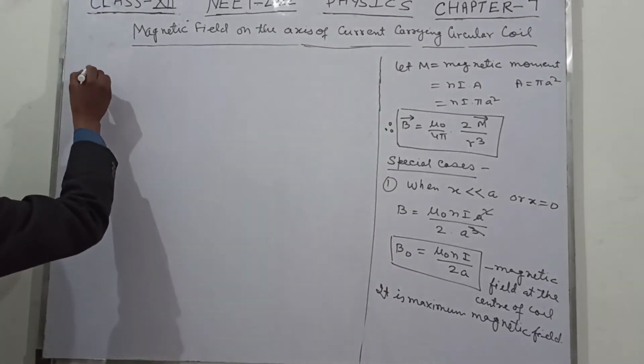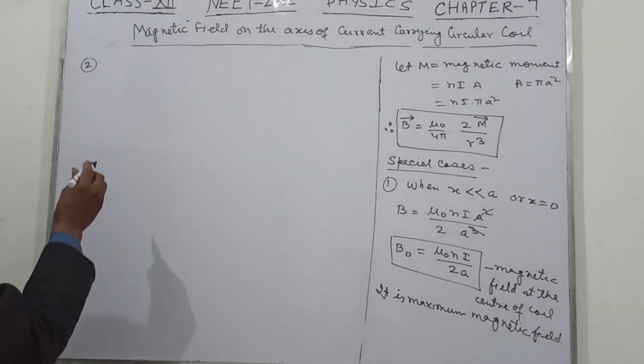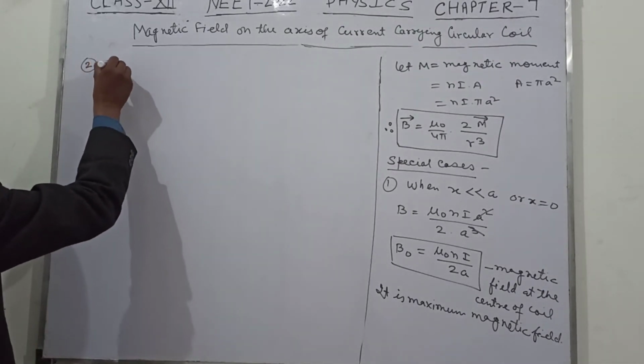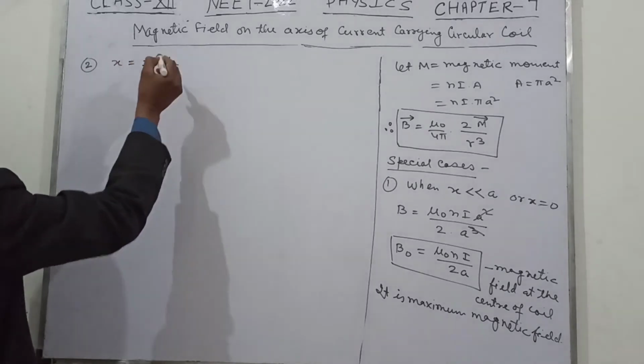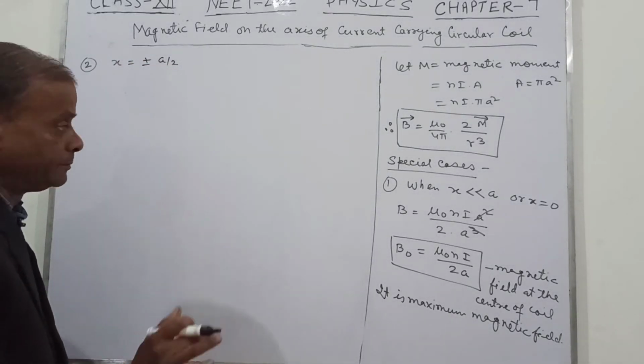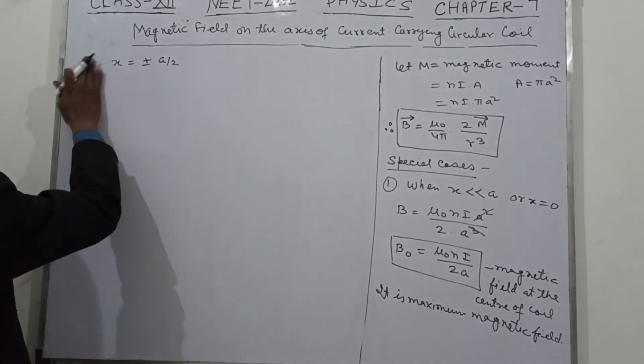Now, second case, when this x equal to plus minus a, on both sides of the coil.